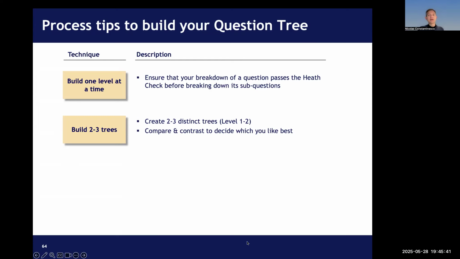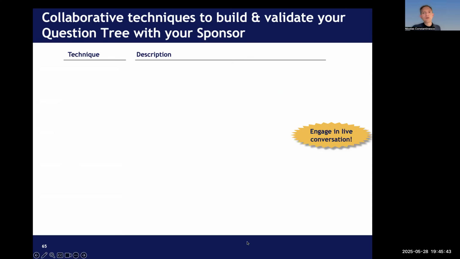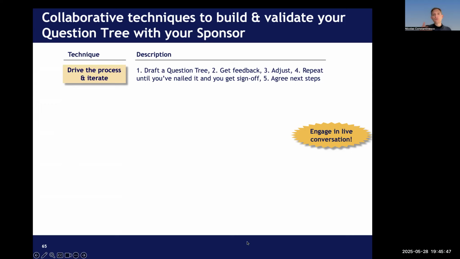When you speak with clients, you always again want to be in the driving seat. So you draft a question tree, you get their feedback, etc. You don't want to be asking your sponsor to come up with a tree or to build a tree together. I think that's a bit too much, but it's best if they react to a tree that you built.